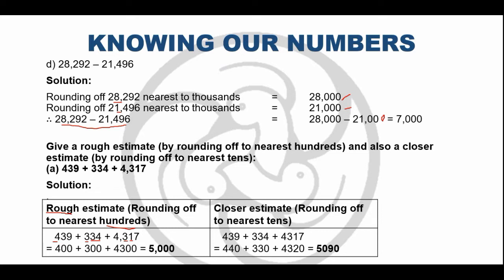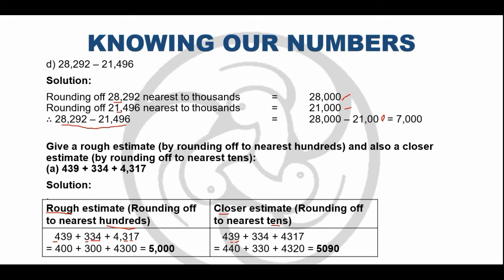Okay, so next one is a closer estimate. A closer estimate means you have to round up to the nearest 10. What is in the 10th position? 3. So you have to look at the right side number, that is 9. It is greater than 5. That means you have to add 1 to the place value of 10. So it will become 3 plus 1, 4.